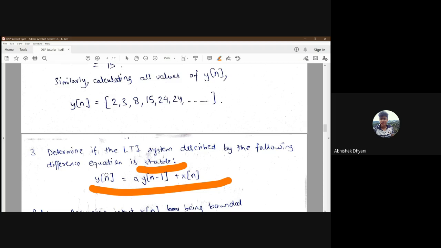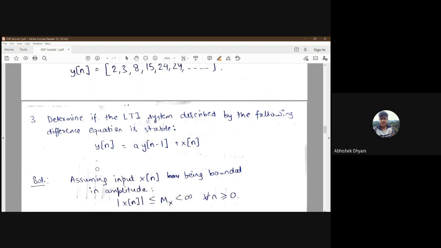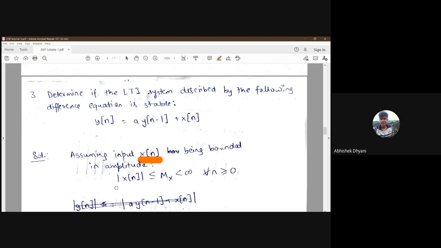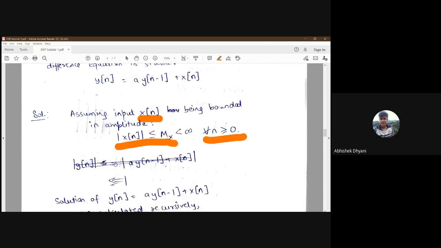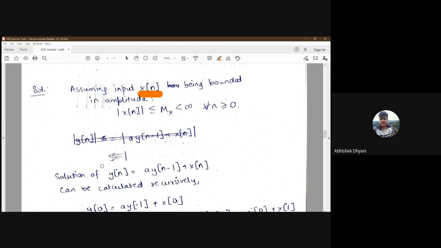First of all, we need some solution for y[n]. According to BIBO stability, we are assuming some input x[n] that is bounded in amplitude. Its amplitude is bounded by some value Mx, which is finite for all n. And we have to calculate the solution of y[n] so that we can then see whether it is bounded or not. So first of all, we need to solve this difference equation. And we know that difference equations can be solved recursively.